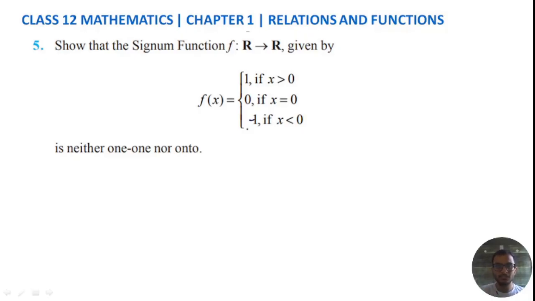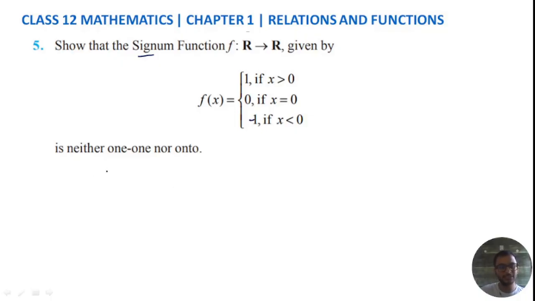Because what does the signum function do? As the name suggests, it gives the sign of the element. If I am taking x as positive, it should give me a positive sign, that is plus 1, because if we multiply x with plus 1, then it will be plus x. And if x is negative, it should give me minus sign, that is minus 1. And if x is 0, 0 has no sign, so it will give me 0. So we need to show it is neither one-one nor onto.